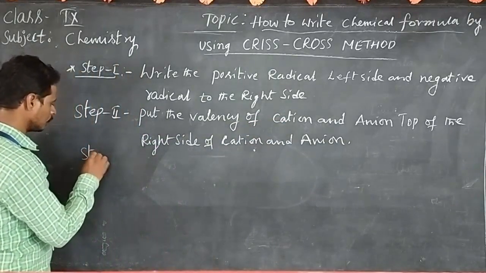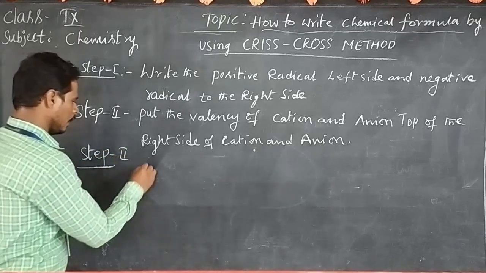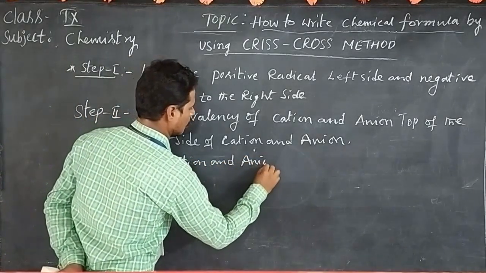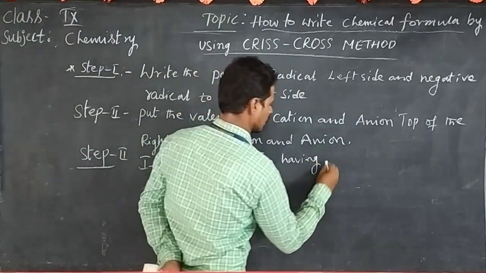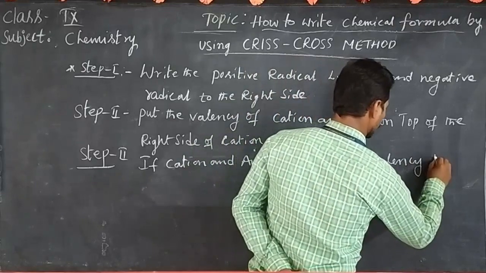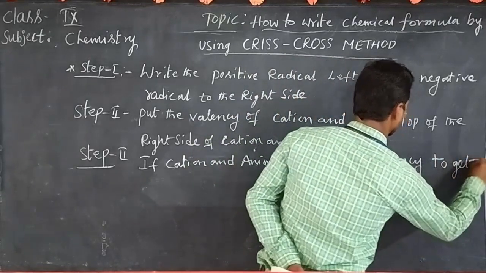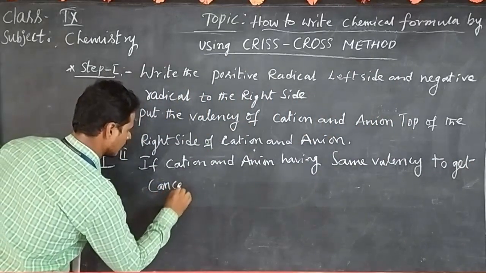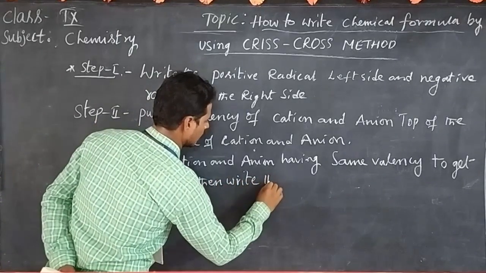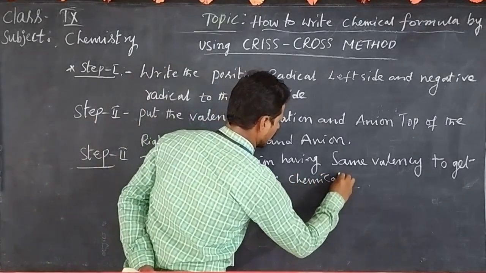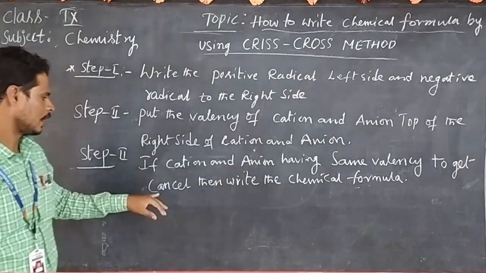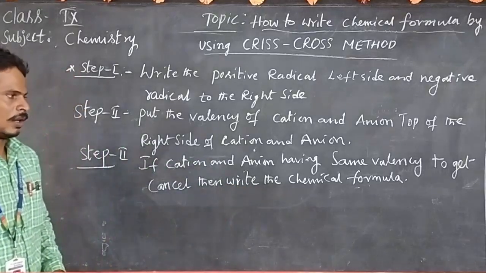Next, step 3. If cation and anion have the same valency, they get cancelled, then write the chemical formula.